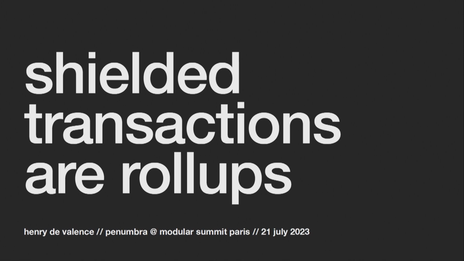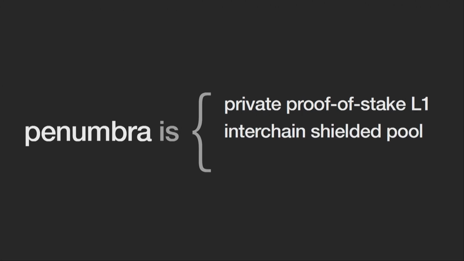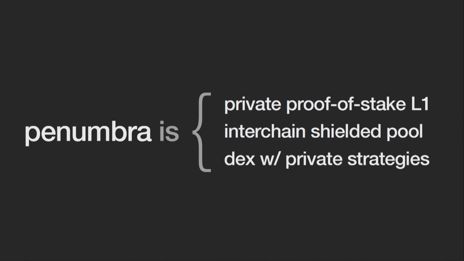So I work on a project called Penumbra. It is a private proof-of-stake L1 that has an interchain shielded pool, so you can record any kind of asset from any IBC-compatible chain. And what can you do with those assets once you move them into the shielded pool? You have a DEX that allows people to do private on-chain strategies.